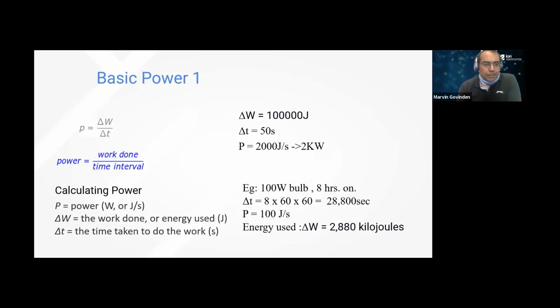Basic power relationships. I think the most basic you can get is how is power defined? It's the work done over a certain time. So power traditionally is measured in watts. If we dig deeper, it's joules per second. And so we're looking at the work done or energy used in joules over a certain specific time, which is normally measured in seconds. So looking at these formulas, we could estimate the energy of, say, a 100-watt bulb that's on for 8 hours. We look at the time in seconds, we see what the power is in joules per second, and we can calculate the energy that we're actually using in kilojoules.